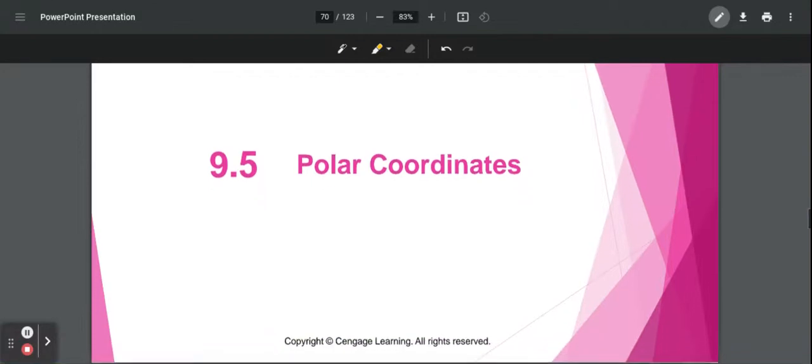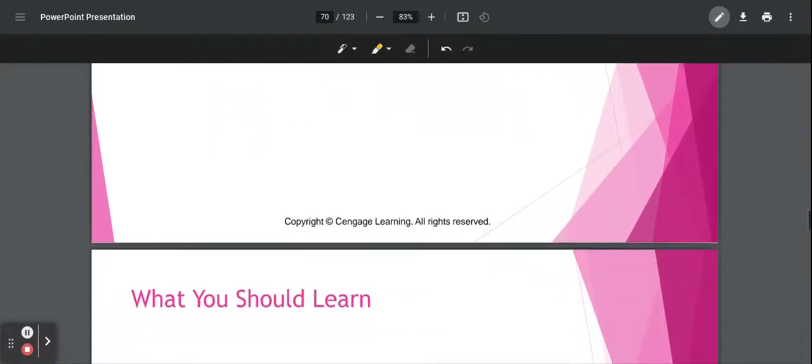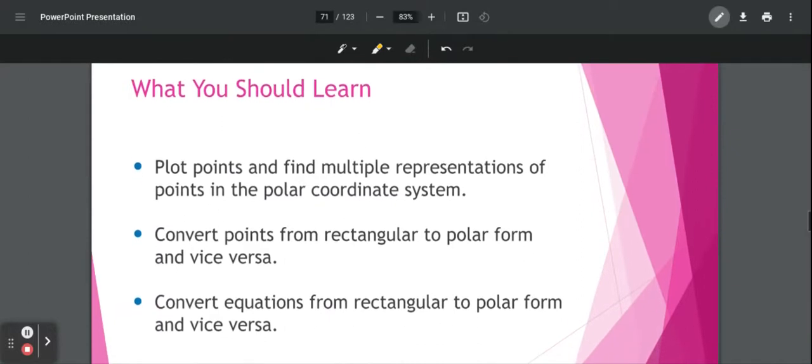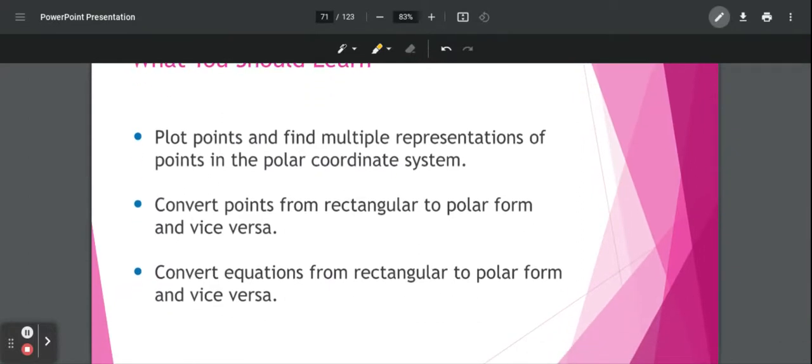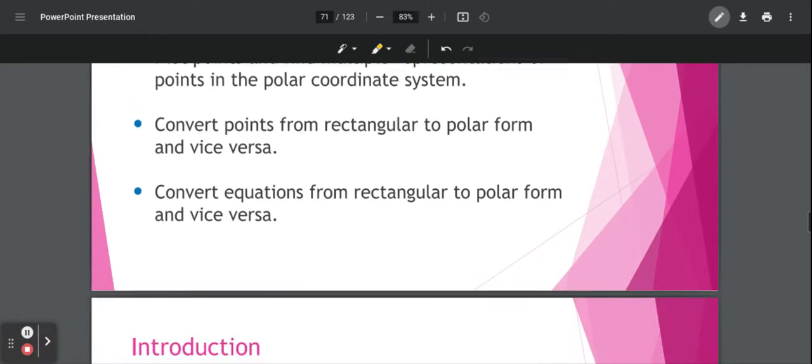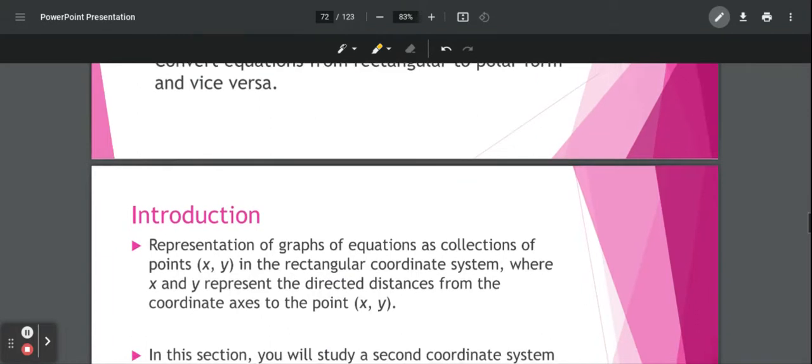Section 9.5, we're changing gears here and talking about polar coordinates. So what we'll talk about is plotting points and finding multiple representations of points in the polar coordinate system, converting points from rectangular to polar, and then back, and converting equations from rectangular to polar and then back to rectangular.